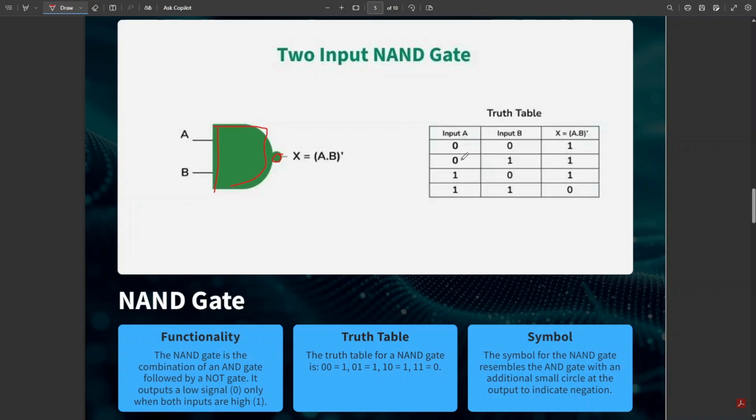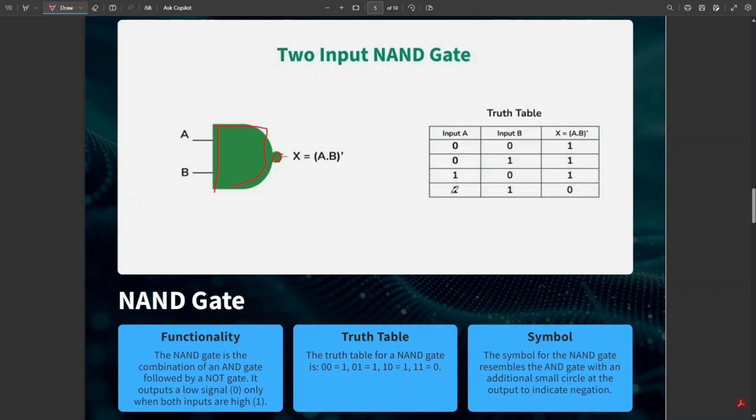It's the same for the second one. A is 0, B is 1. So we should get 0, right? But no, we actually get 1. So that's the flipped version, the inversion version of the AND gate. It's the same for this one as well. We have 1 here as A and 0 here as B, but we still get 1, right? So it's the inversion of the AND gate.